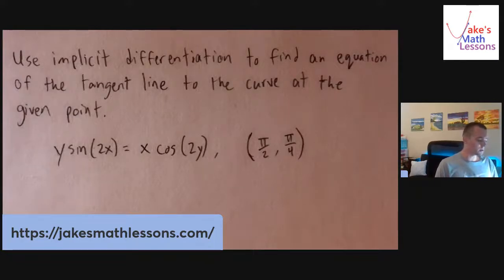So the problem we're going to be doing here is: use implicit differentiation to find an equation of the tangent line to the curve at the given point. The equation that we are given is y times sine of 2x equals x times cosine of 2y. And the point that we are given to find the tangent line at is pi over 2, pi over 4. So the x coordinate is pi over 2, and the y coordinate is pi over 4.